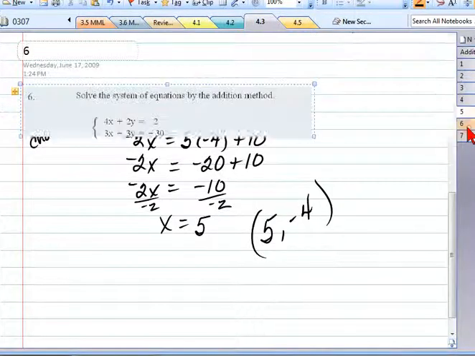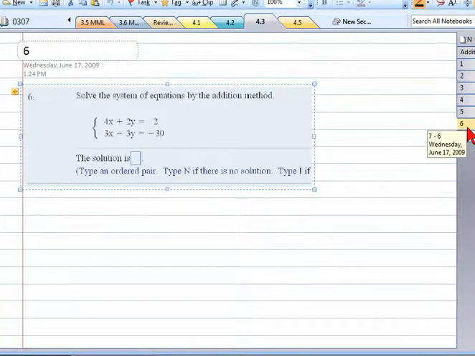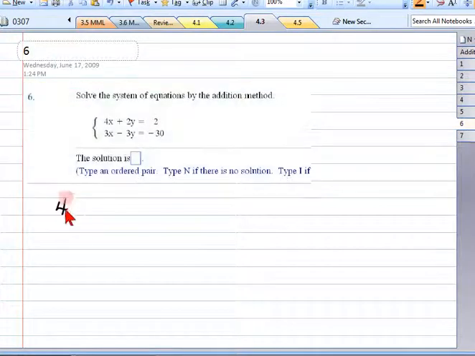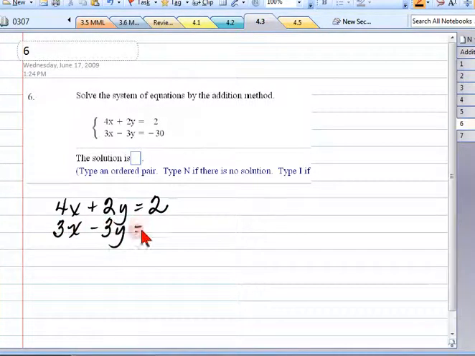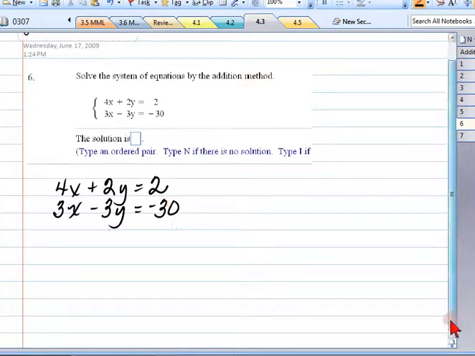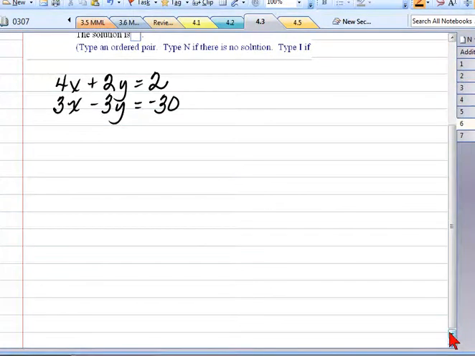All right, let's look at number 6. Number 6 says we have 4x plus 2y is 2, and 3x minus 3y is negative 30. This is my system. The structure of the system is okay. X's are lined up, Y's are lined up, equal signs, and constants. So that's okay. I look at my X's. Those are not opposites. My Y's are not opposites either. Even though they have different signs, they're not opposites.